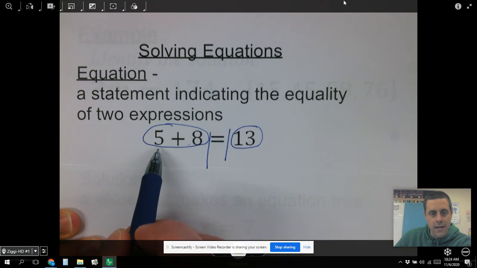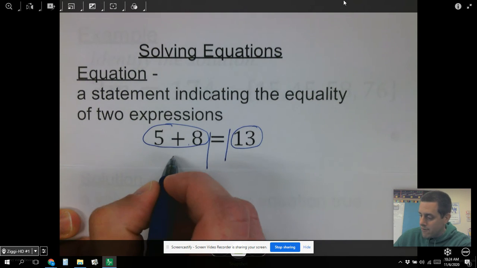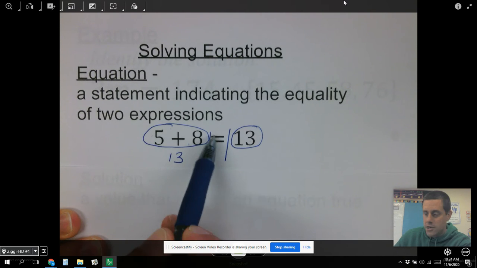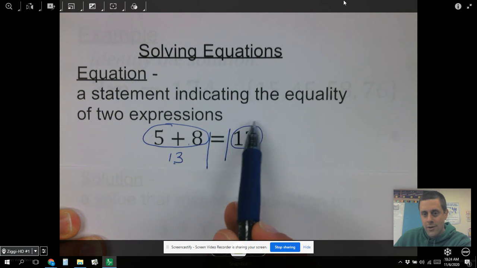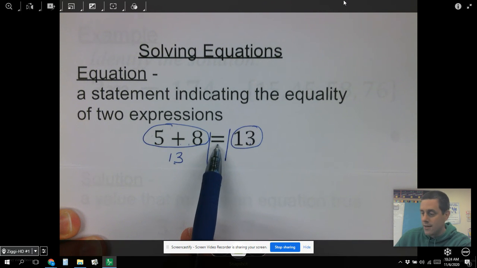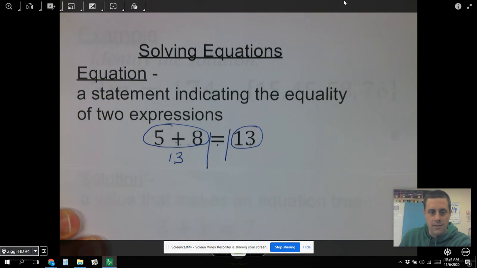Now, over here on the left side of the equation, we have the expression 5 plus 8. And if we work out that calculation, 5 plus 8 is 13. So the left side of my equation has a value of 13. The right side of my equation also has a value of 13. And that's why this equal sign is used to make the equation, because both sides of this equation have the same value, in this case 13.